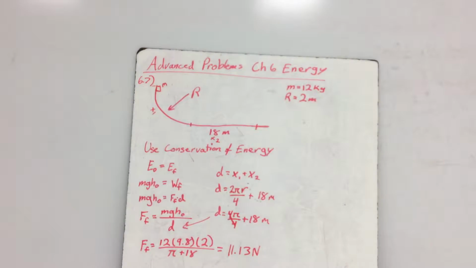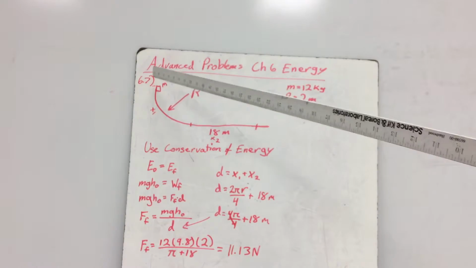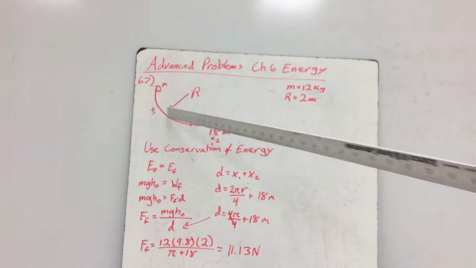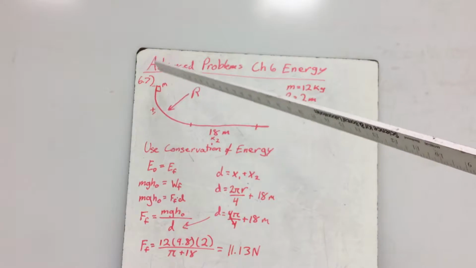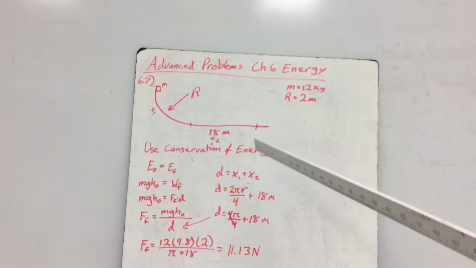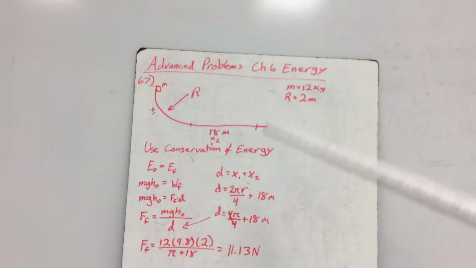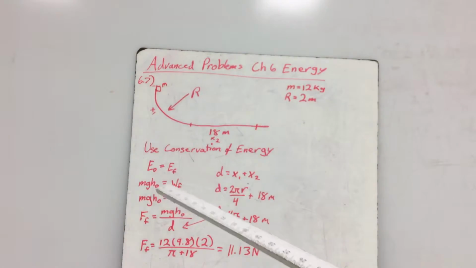For advanced problems in energy, question 6.7, the diagram is showing us a mass block going down an incline. This part of the incline is curved with a radius r, and then after it goes down this incline, it travels for another 18 meters. Now, the question is asking us what is the frictional force between the crate and the supporting floor.